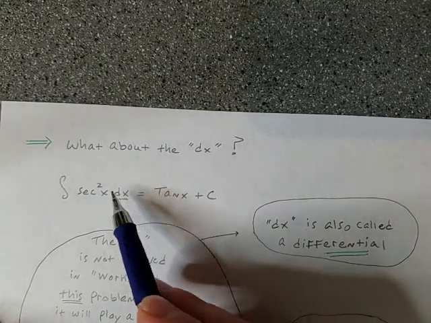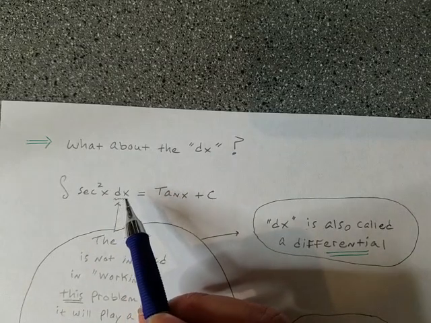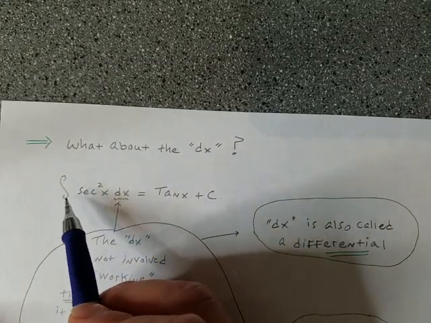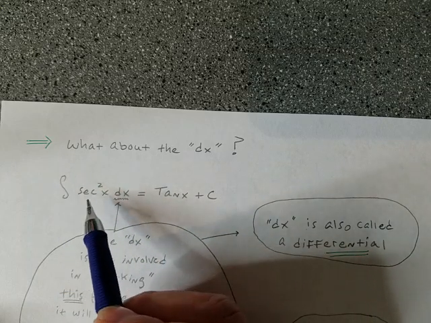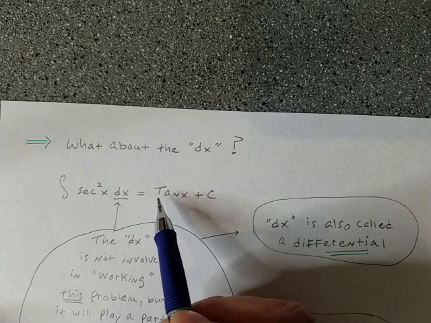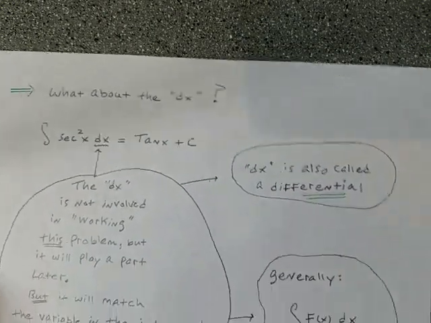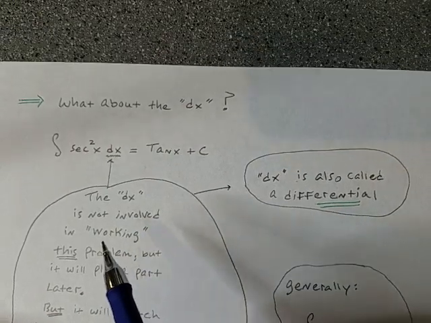What is the dx? Here's the problem I just did. I haven't really given any attention to the dx. This is the integral symbol, that's what that's called. Secant squared is the function. If I take the derivative of tangent of x plus c, I get secant squared. What about the dx then? Well, the dx is not involved in working the problem.